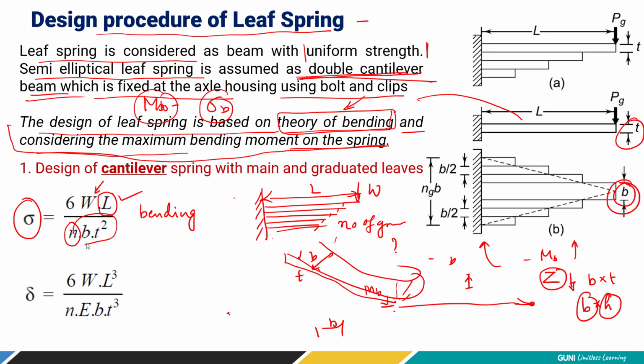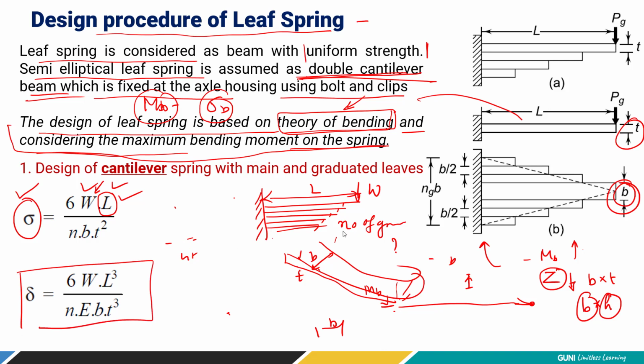So we are interested to find B and T, but here there are two variables. So we have to take a relation. Either we have to consider B is equal to 2 times T, 5 times T, 4 times T. Otherwise we are not able to solve this equation because there are two variables, right? So as a part of design, we will always be given the safe stress, load and length and the number of graduation of leaves, right? So we have to find the width and the thickness. Now the second equation is the deflection. Now what is deflection?